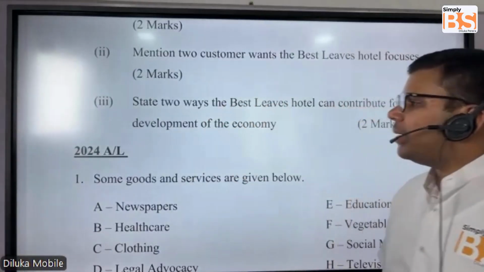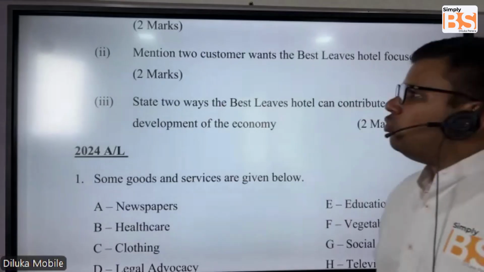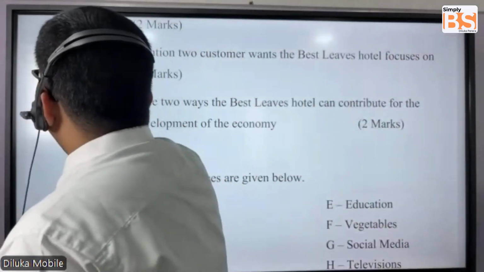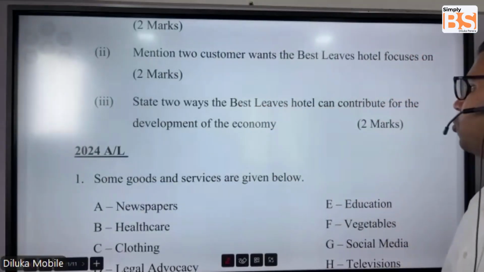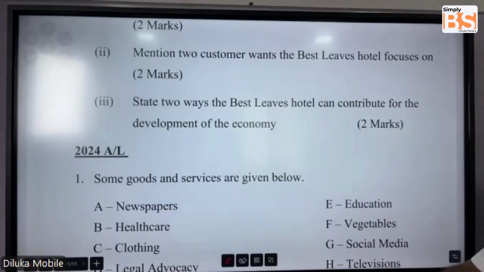Then we'll move on to the third question, students. State 2 ways the Best Leaves Hotel can contribute to the development of the economy. The development of the economy. Okay, state 2 ways Best Leaves Hotel can contribute to the development of the economy.